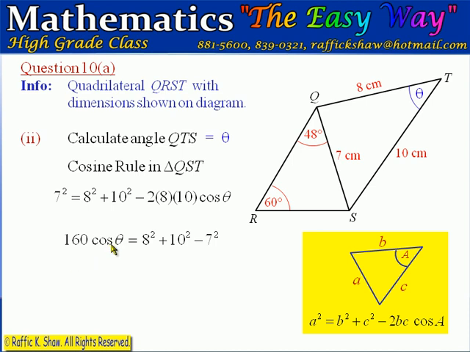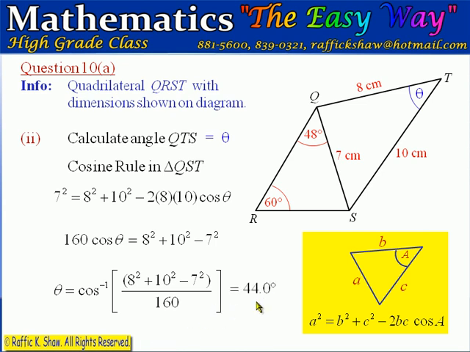So we're going to end up with cos theta equals this divided by 160, and therefore theta equals cos to the minus 1 of this divided by 160. Let's show that. And this is it. Theta is cos to the minus 1 of this expression here divided by 160. And when we calculate these values, we see that the angle theta is 44 degrees. That is it. Angle QTS is 44 degrees. And that's the end of this part of the question.